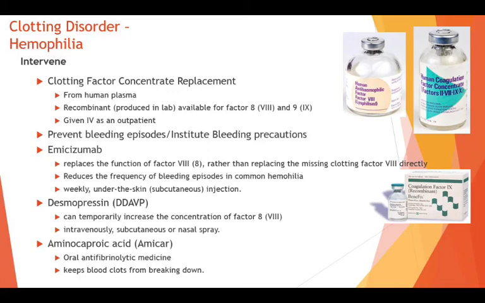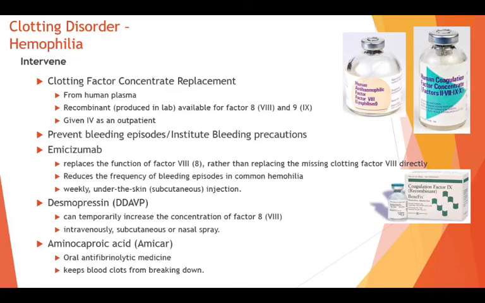What they do is they spin it out from human plasma. They spin it out and turn it into a concentrate that is given IV as an outpatient. So if you are hemophiliac, you will probably go in for an outpatient treatment every maybe month or so to get your factor replaced. The big treatment is preventing bleeding episodes, making sure they know what bleeding precautions are. And there is a medicine that will work.